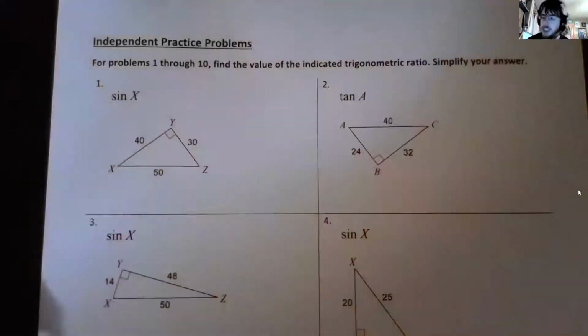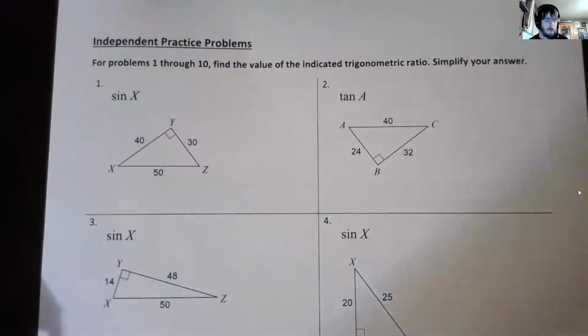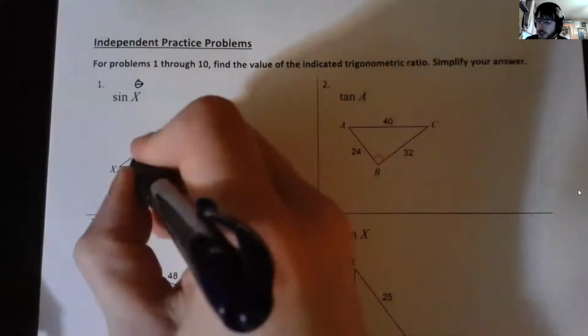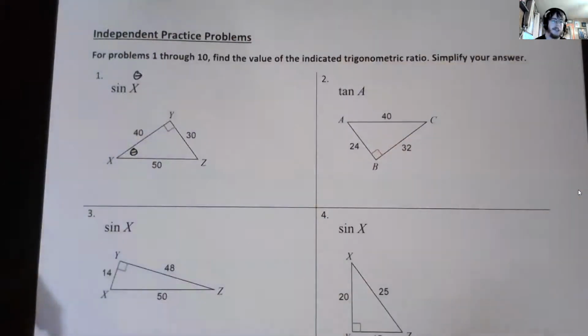So let's look at this. Number 1, it says we want to find sine of x. So we want to find sine of x. That means that x has to be our theta. So that's what we're going to put here next to the x. So angle x is our theta.